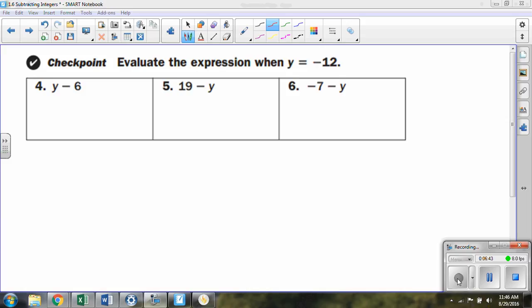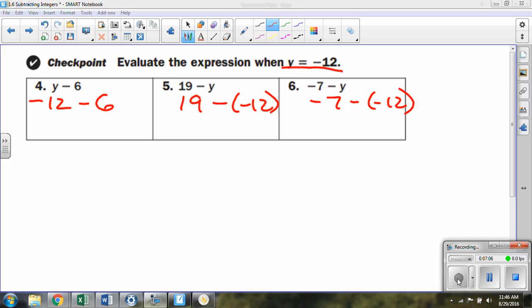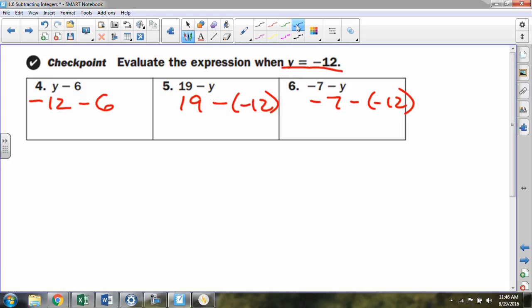All right, making our substitution, please note the directions. Evaluate when y is equal to -12. Just in the interest of saving time, I'm going to do the substitution on all three of them right away. Y, subtract 6. 19, subtract y. -7, subtract y. And now we'll do our subtraction. -12 subtract 6.